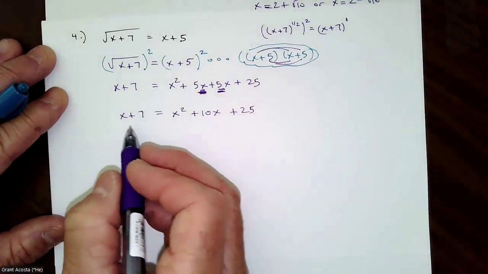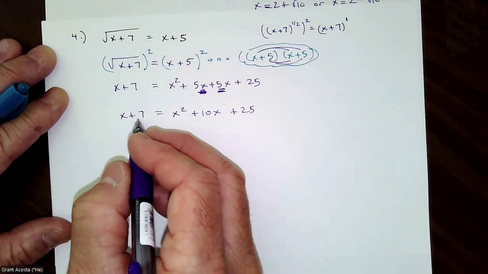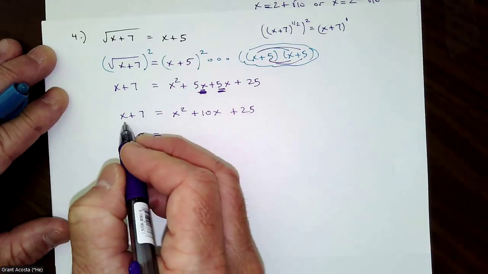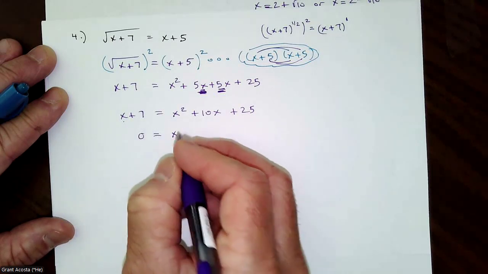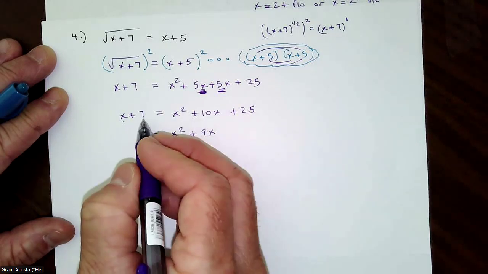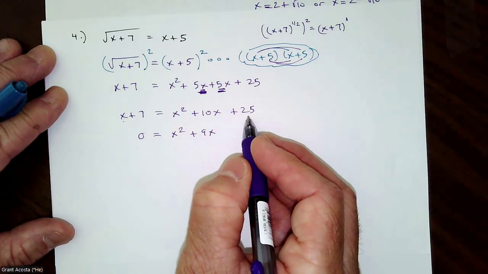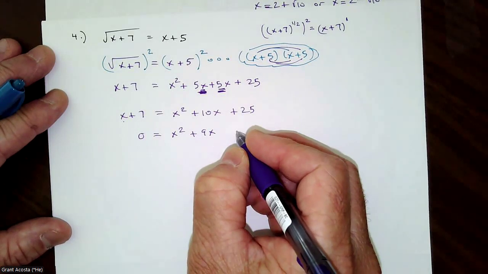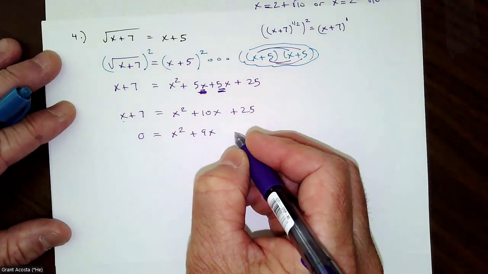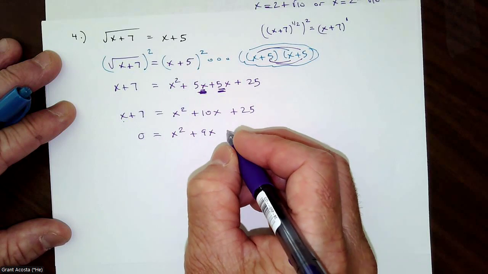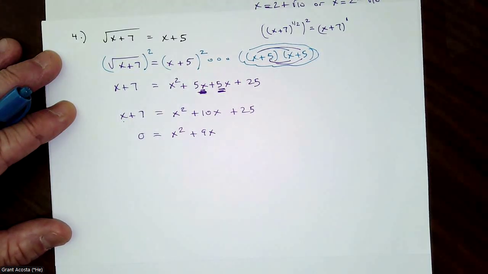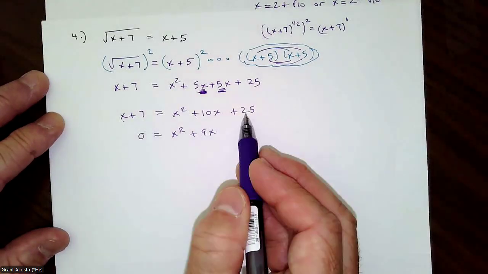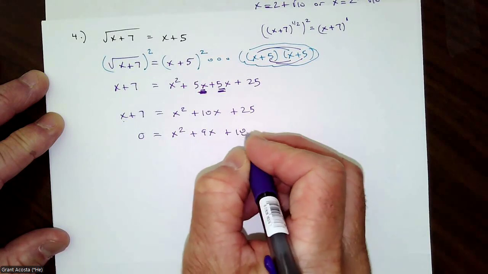I've got an x squared, so I want to move everybody over, make one side equal to 0. It's probably easier to make this side 0. So we're going to subtract an x. That'll make that 9x. And we're going to subtract 7 from 25. And if I subtract 7 from 25, I get 18.